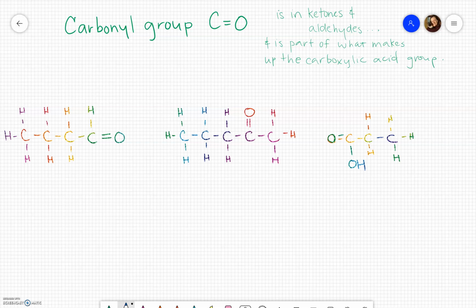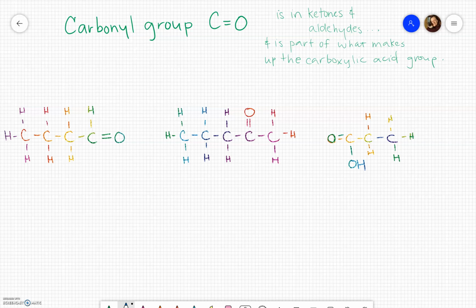The carbonyl group, C double bond O, is in ketones and aldehydes. And then we can kind of think of it as being part of what makes up a carboxylic acid group as well. But there's one other part that's important for that. So I have 3 molecules here. We want to identify which one is a ketone, which is an aldehyde, and which is a carboxylic acid. And we want to name them as well.